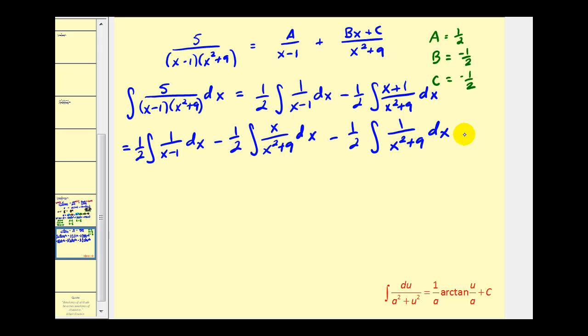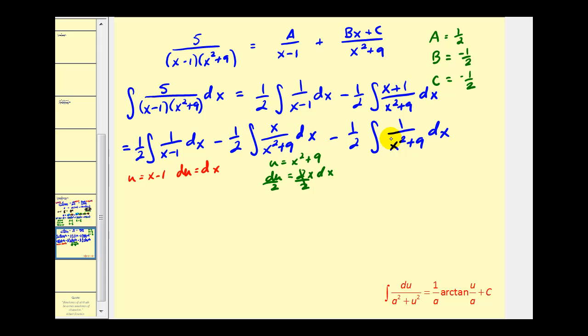For this one, if we let u equal the denominator, then du will equal dx, so this will be the antiderivative of 1 over u. For the second one, if we let u equal the denominator x squared plus 9, differential u is going to equal 2x dx. So if we divide both sides by 2, we can replace x dx with 1/2 du. So we can use a basic integration formula for this as well.